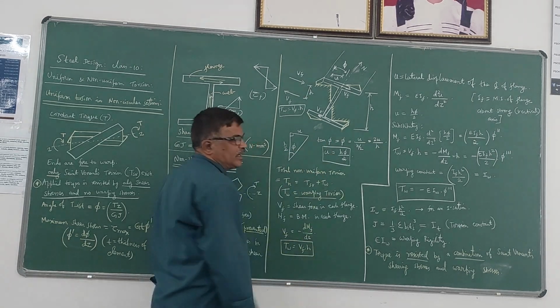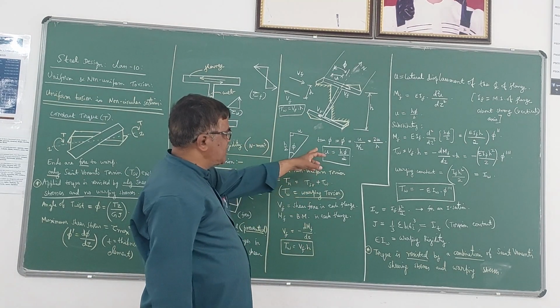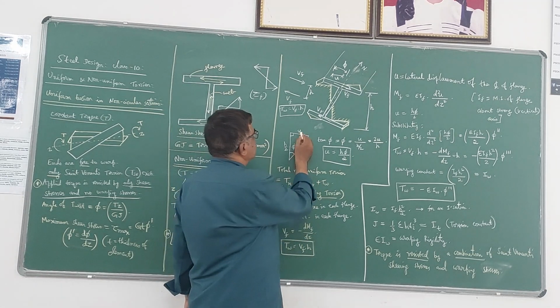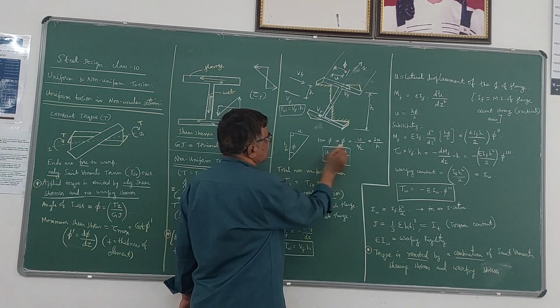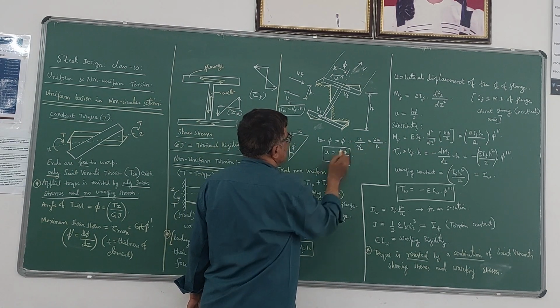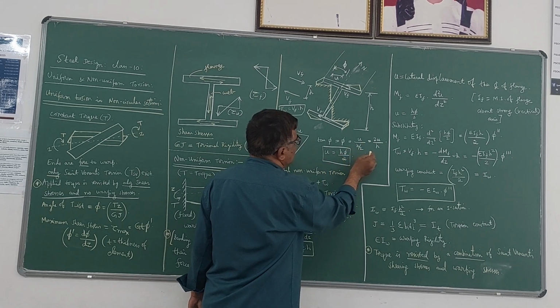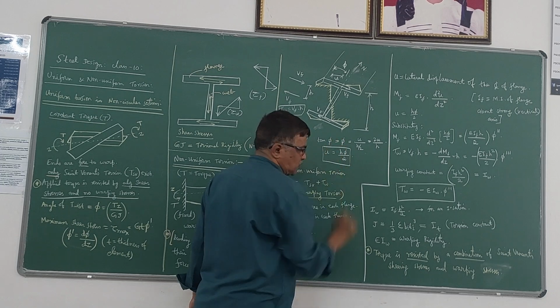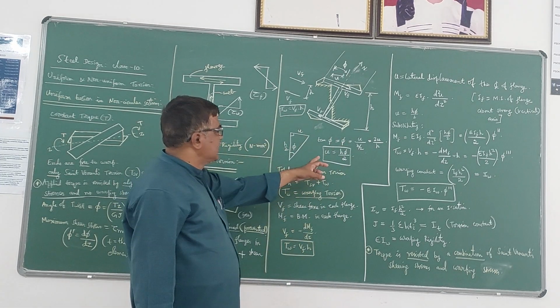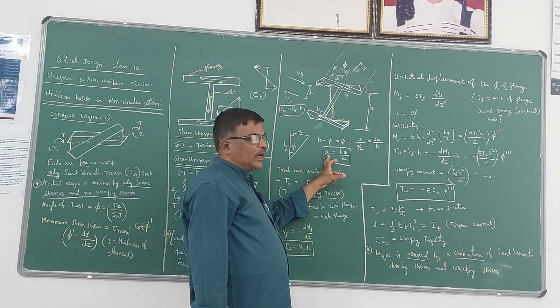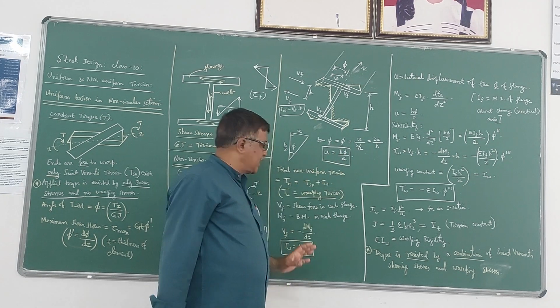So tan phi can be equated to phi because phi is very small. According to this, tan phi will be u divided by h by 2, or 2u by h, or you can say u is equal to h into phi divided by 2. So this is the relationship between lateral displacement and the strain components.